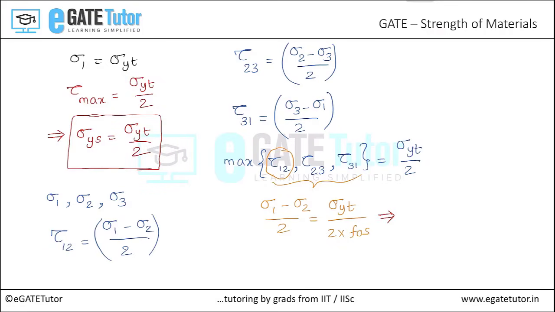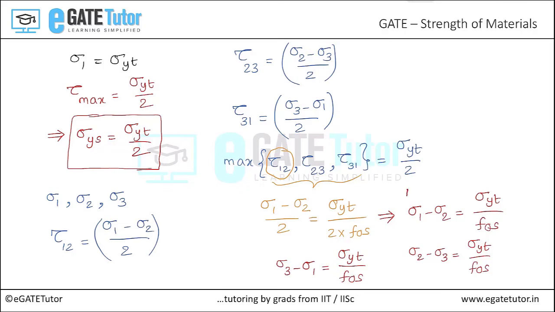This can be further written as sigma 1 minus sigma 2 is equal to the yield stress in tension divided by factor of safety. Similarly, when we take the other two shear components, this equation can be written as sigma 2 minus sigma 3 is equal to the yield stress in tension divided by factor of safety, and sigma 3 minus sigma 1 is equal to the yield strength in tension divided by factor of safety. So these three equations can be considered depending on the component of shear stress which is maximum.